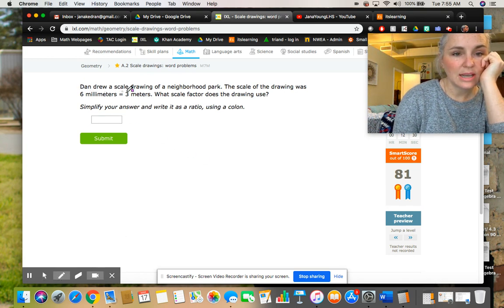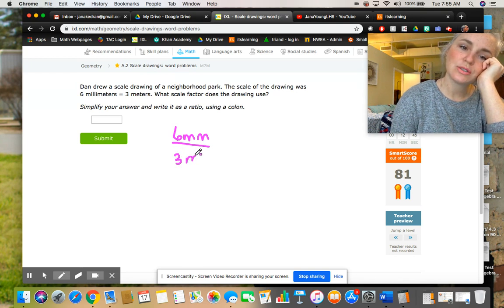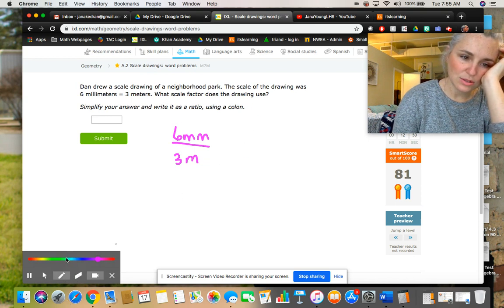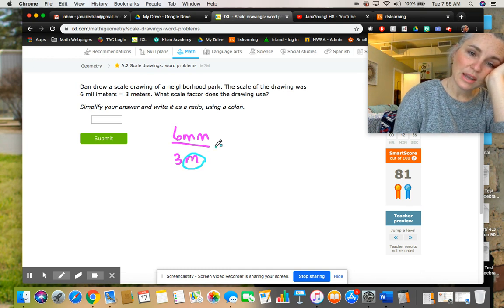It says, Dan drew a scale drawing of a neighborhood park. The scale of the drawing was for every 6 millimeters, it's equal to 3 meters. It wants to know what scale factor is being used. So what you're going to do is find the measurement that's bigger, which in this case is meters, and rewrite the meters into the smaller unit.